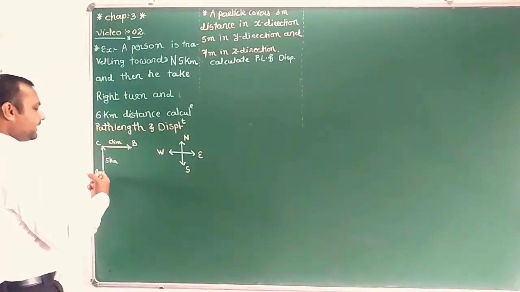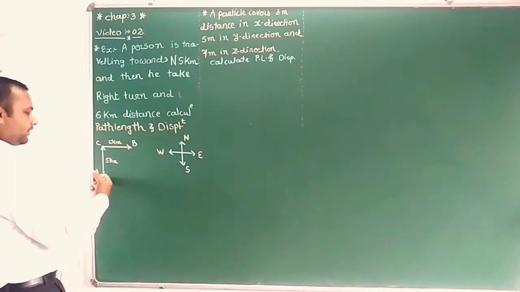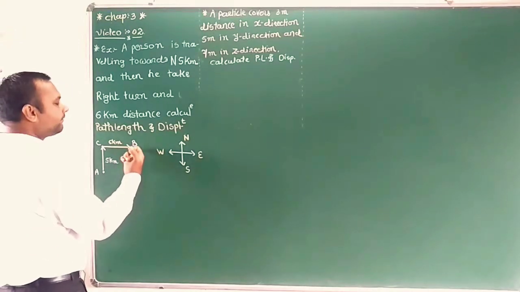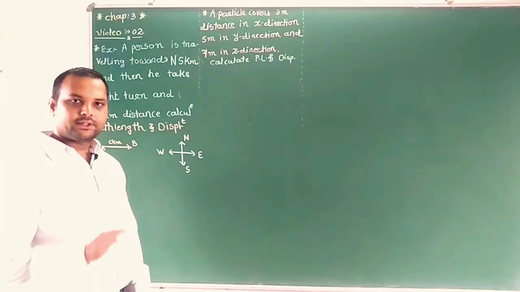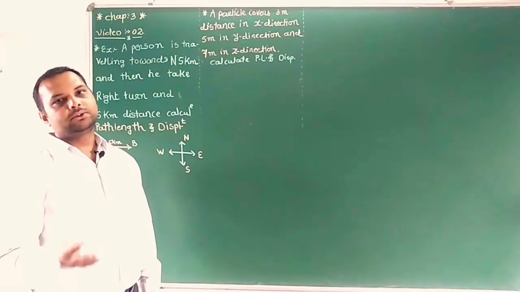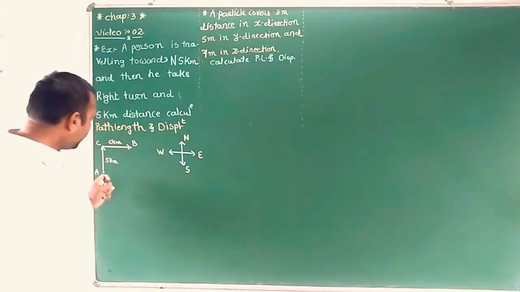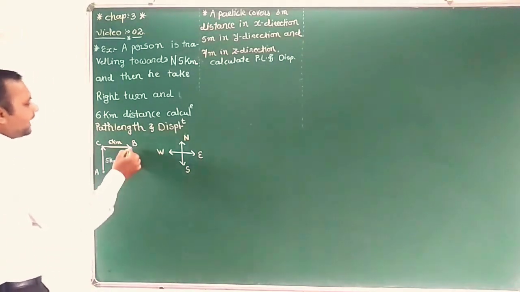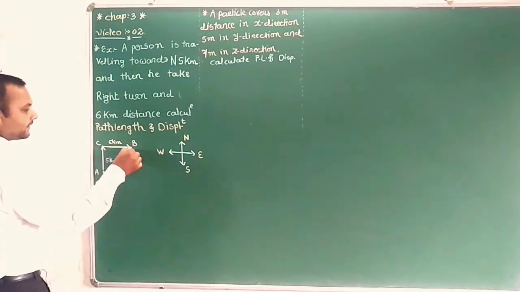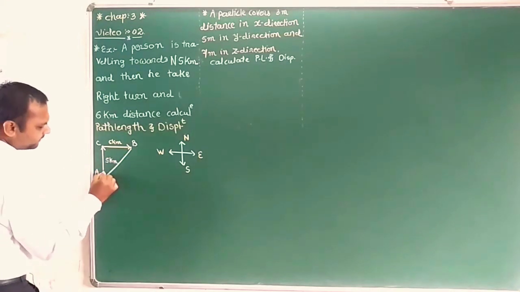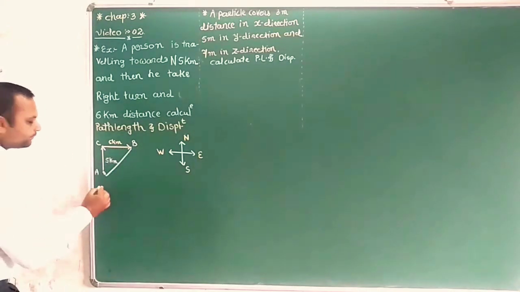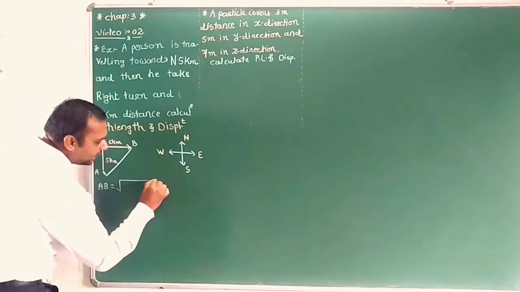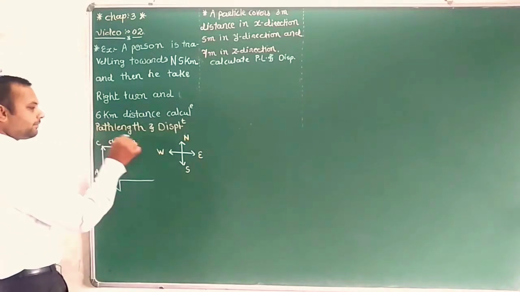But how to calculate the distance from point A to B? This is the initial position and this is the final position. You cannot directly take final minus initial subtraction. If it is in one direction, unidirectional, then you can subtract directly. But over here it is two dimensional, so you have to use the concept of Pythagoras. AB is equal to the square root of AC square plus CB square.